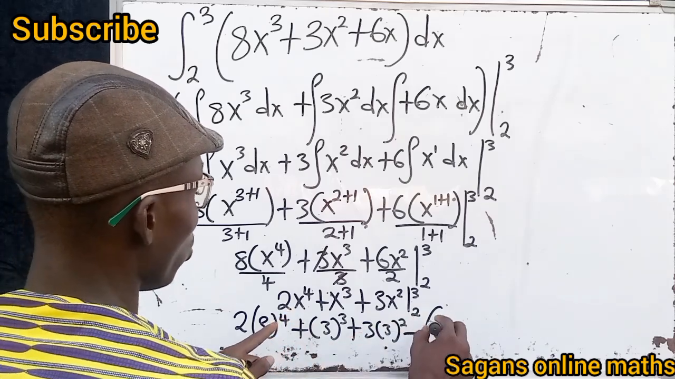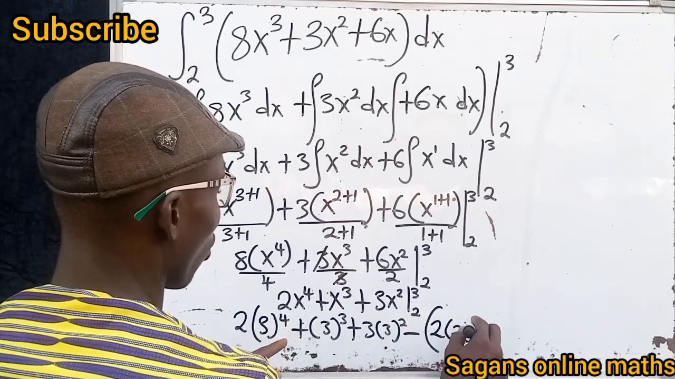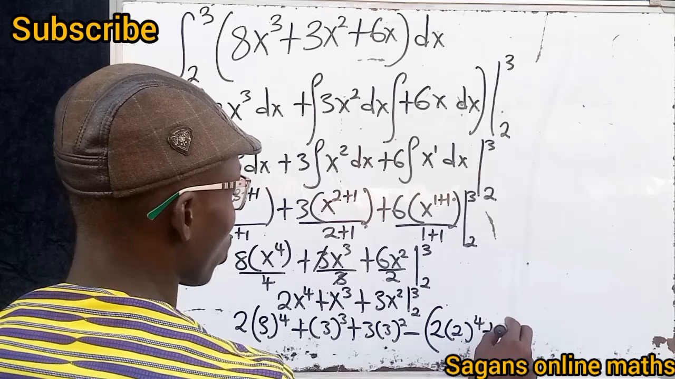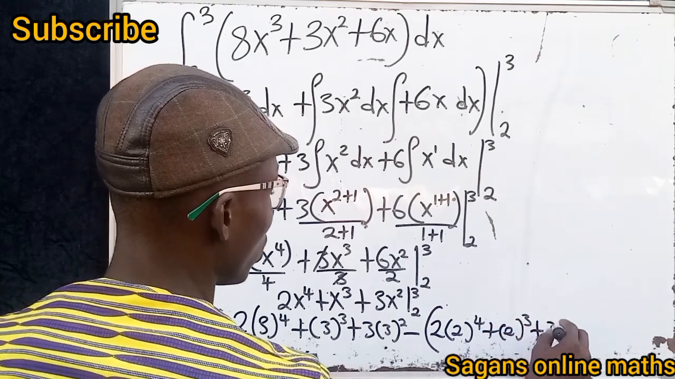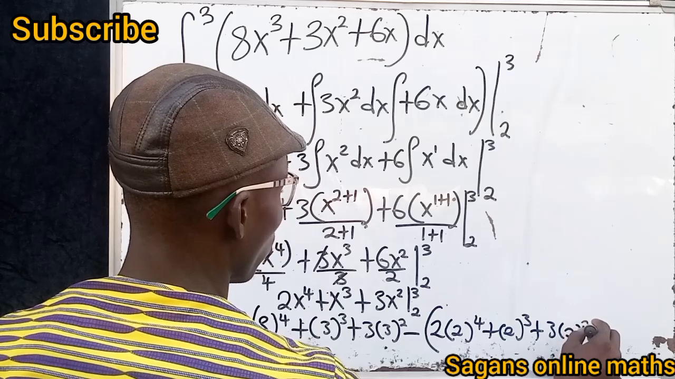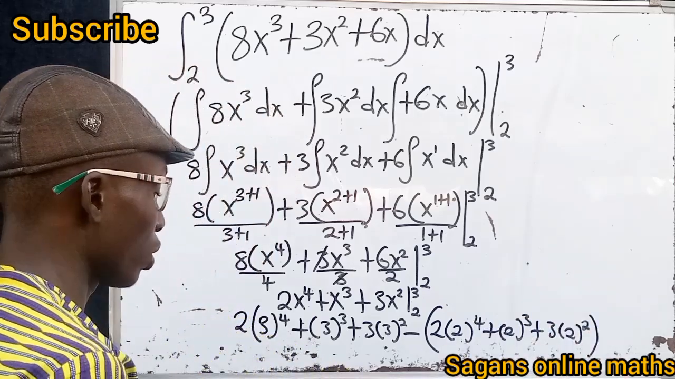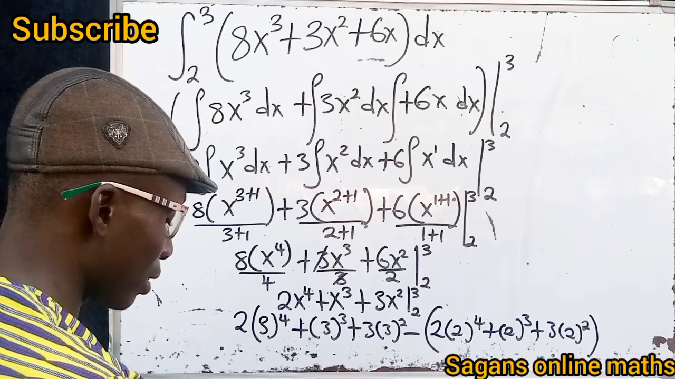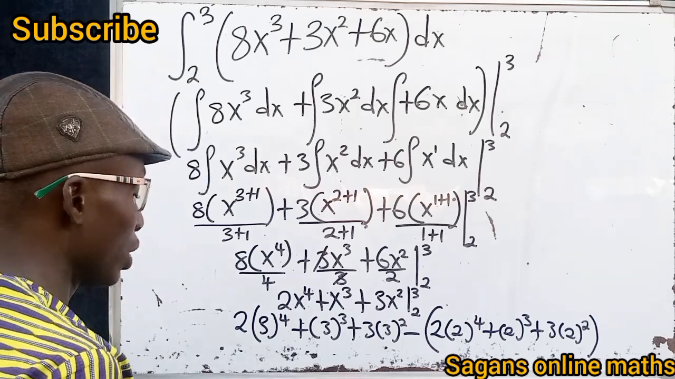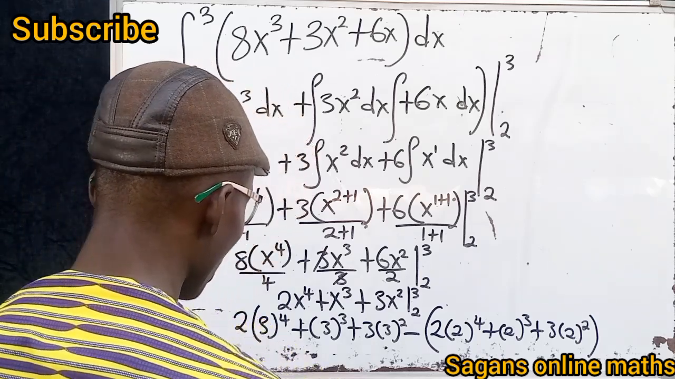We are going to add 2 times 2 raised to the power of 4, plus 2 raised to the power of 3, plus 3 times 2 raised to the power of 2. Wow, this is interesting. Now let's simplify it further. We know that 3 raised to the power of 4 simply means 3 times 3 to 4 places, which is 81.